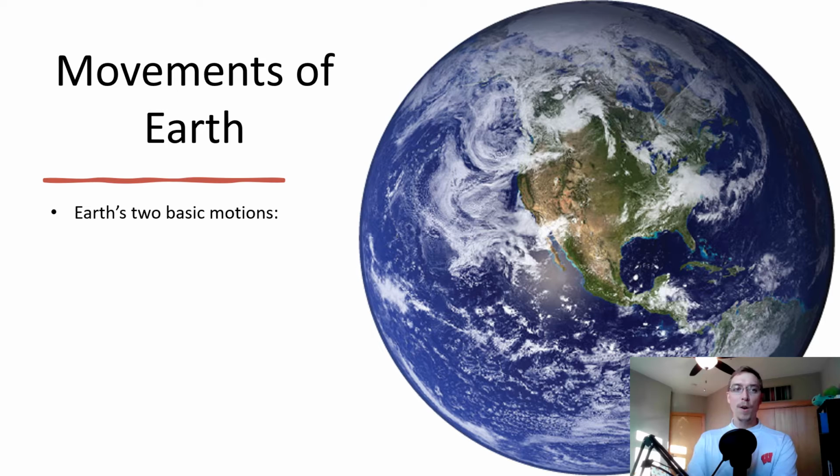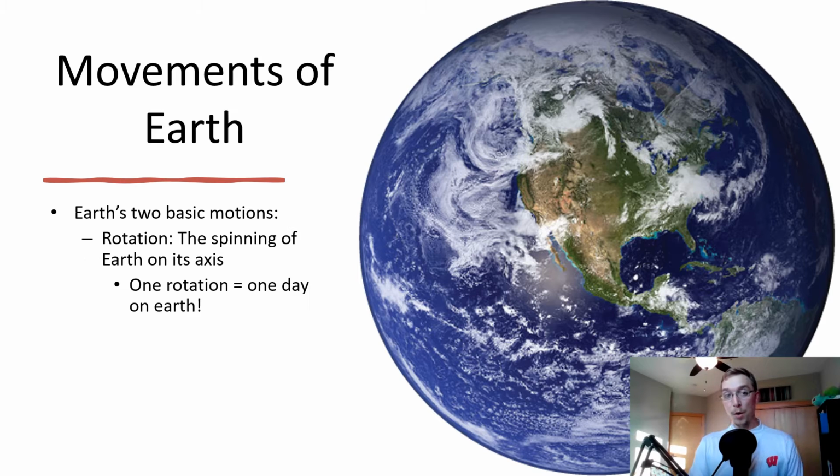So we're going to start off here just discussing the two basic motions of our planet. First, we have rotation, so the spinning of Earth on its axis. One rotation equals 1 day on our planet, right?